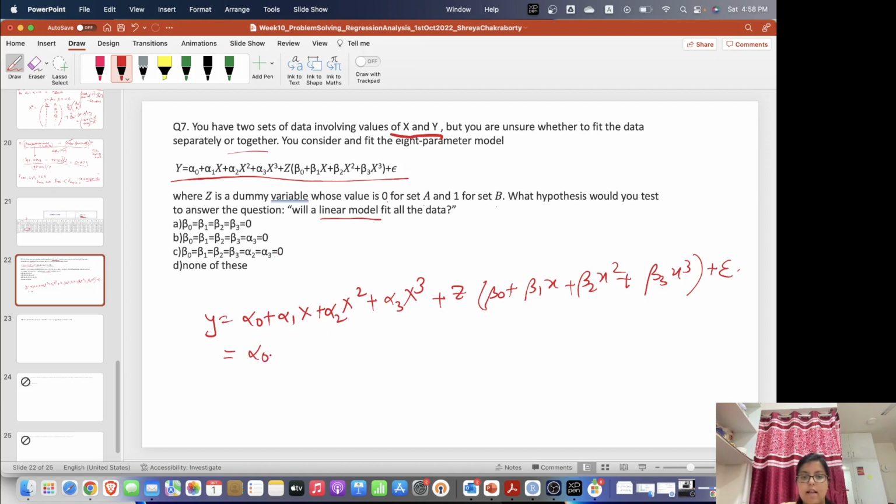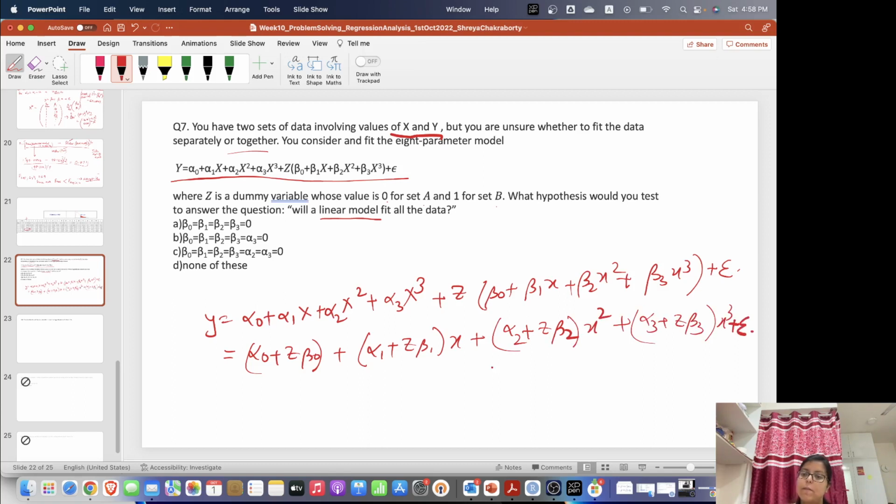we can write this as alpha naught plus z beta naught, plus (alpha 1 plus z beta 1) x, plus (alpha 2 plus z beta 2) x square, plus (alpha 3 plus z beta 3) x cube, plus epsilon. Now we want to restrict to linear terms of x. So automatically alpha 2, beta 2, alpha 3, beta 3 are set to 0.